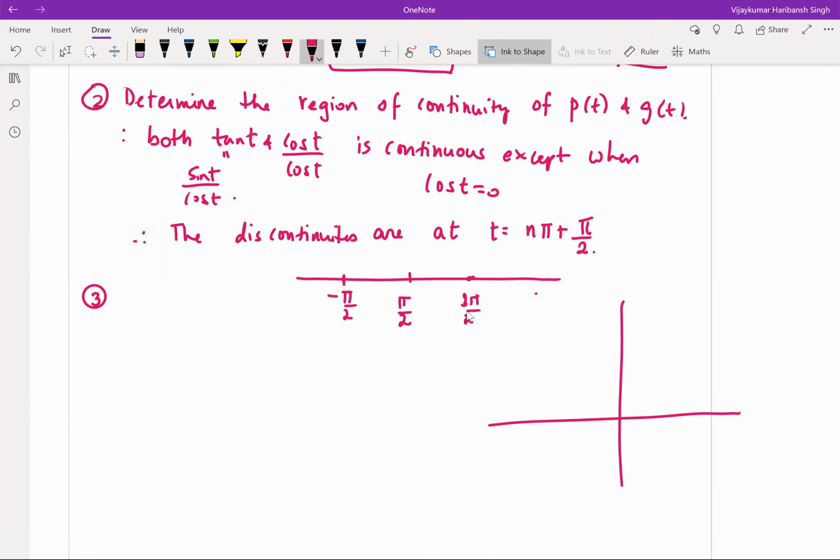So now, the next thing we want to do is pick up the interval of continuity. So step 3, pick up the interval of continuity.